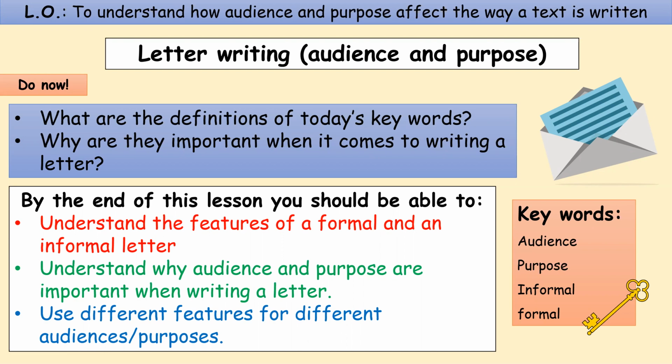So our learning objective today is to understand how audience and purpose affect the way text is written. We've got 4 keywords at the bottom: audience and purpose, and informal and formal, which are words that you should be familiar with, hopefully. By the end of the lesson, you should be able to understand the features of a formal and informal letter, understand why audience and purpose are important when writing a letter, and use different features for different audiences and purposes.